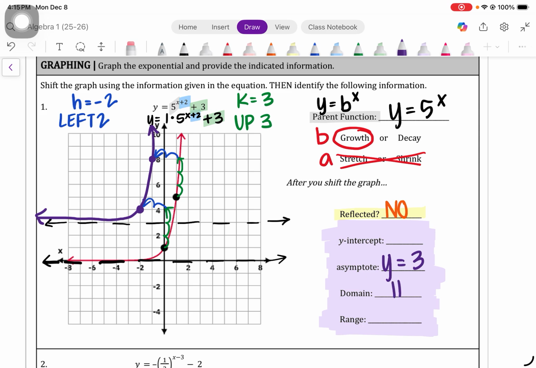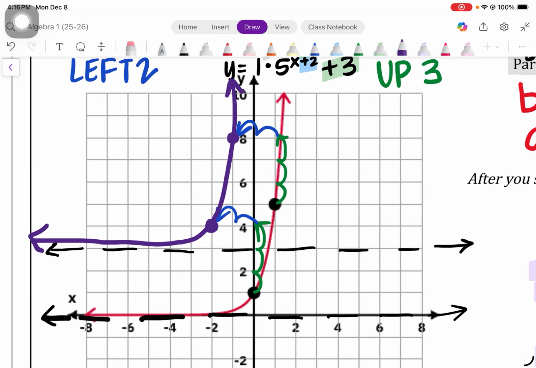My domain will always be all real numbers because it'll continue to grow in both directions from left to right. But our asymptote, because we moved it up, that's our point that we can't cross, so our range is also going to change. And so our purple graph is only hitting all of the y values that are greater than 3.